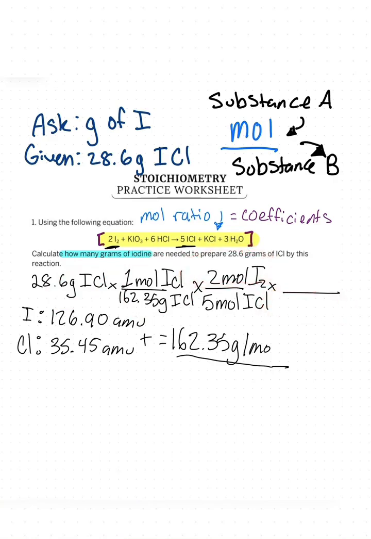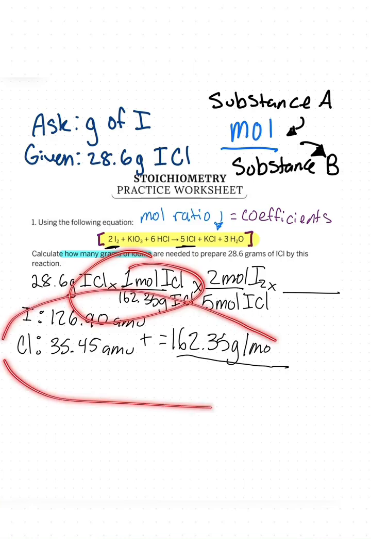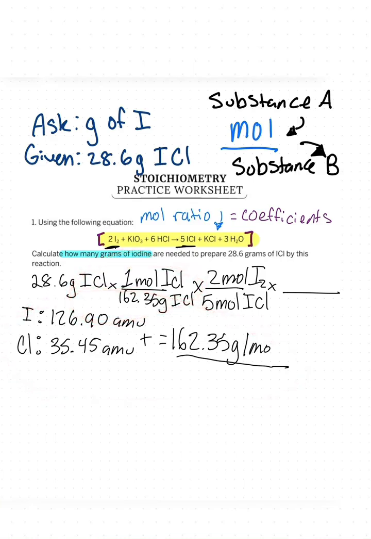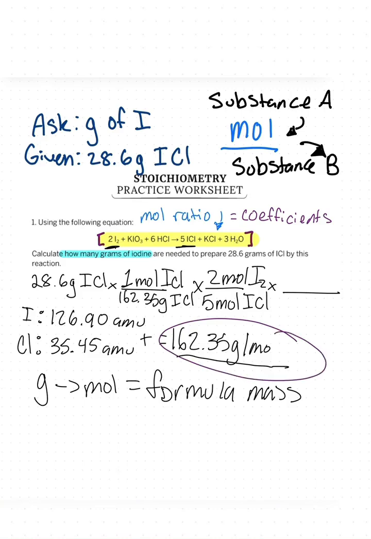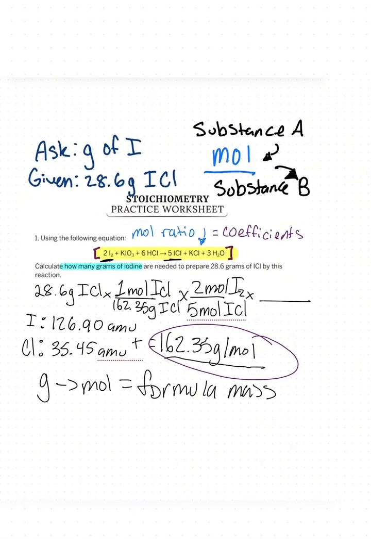And in the exact same way that we did it this way, you have to use the formula mass. Anytime you want to go from grams to moles, you have to use its formula mass. Why? For this reason right here. So now we have 2 moles of I2. Now, I don't want to lose you in this next step.